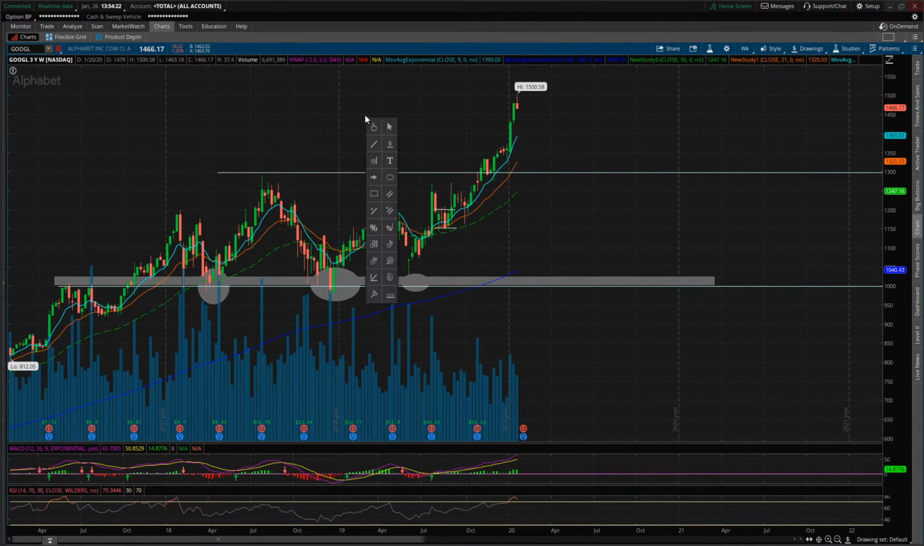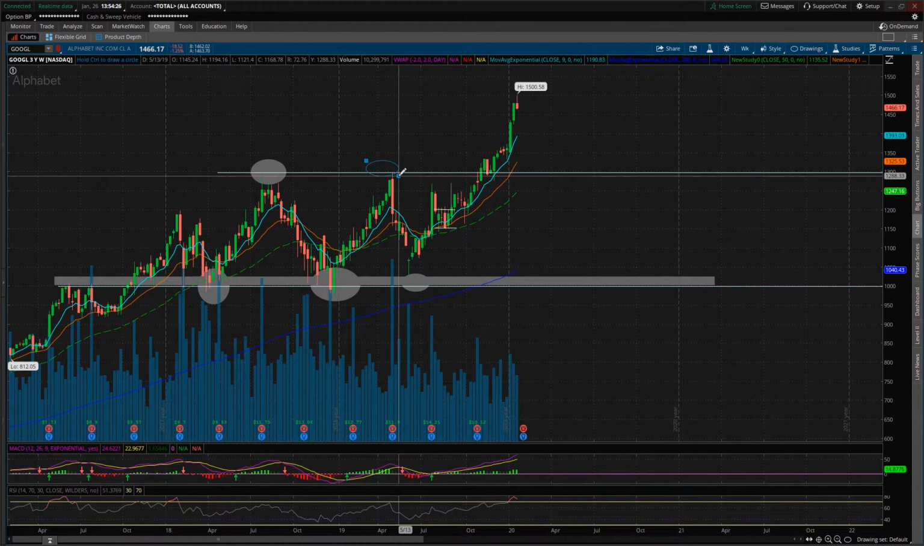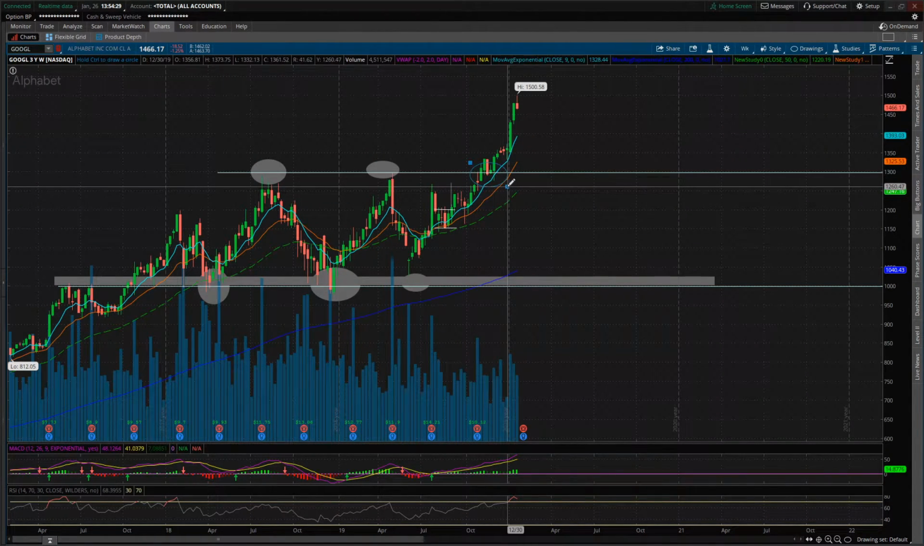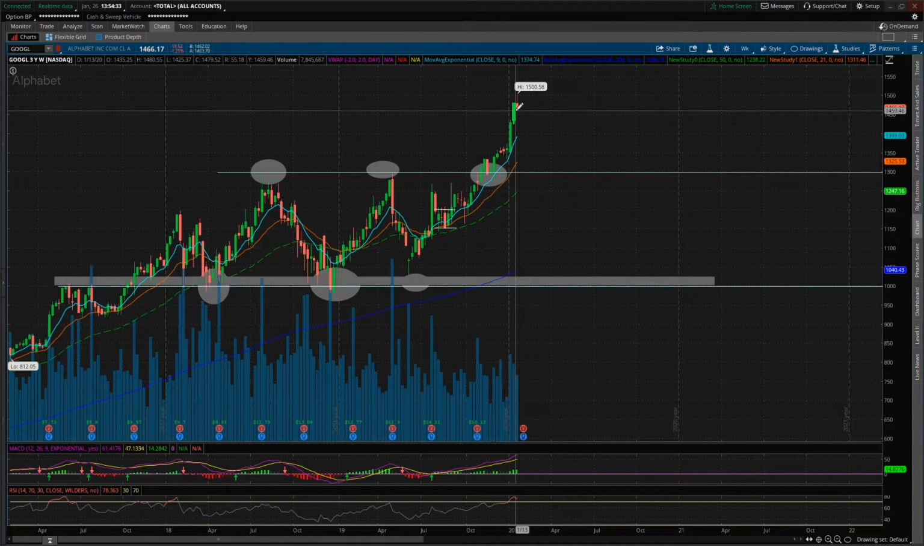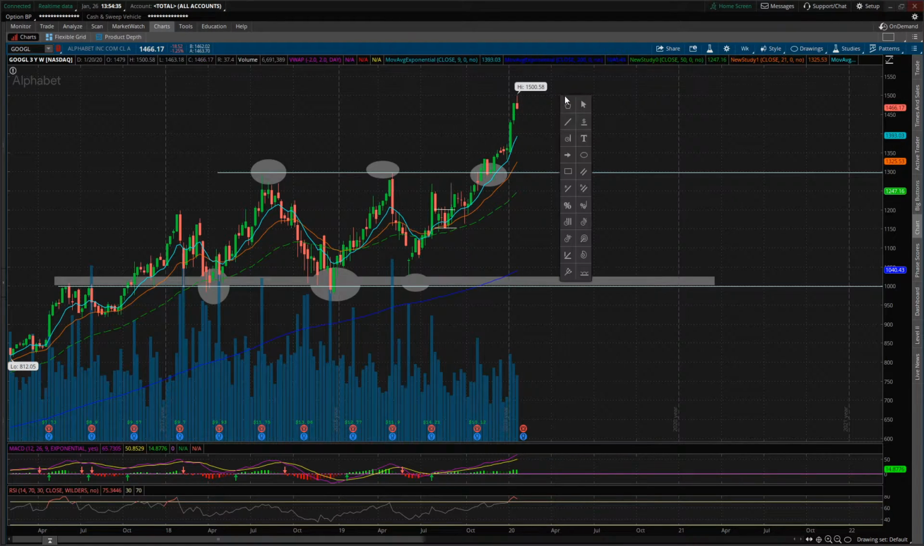Okay, and then where is my resistance? I see resistance right here at 1300. So this is my resistance, resistance, resistance. Okay, and the third time we hit that resistance, we broke out. Again, much like Facebook, indicating that we were going to move higher on the move there.